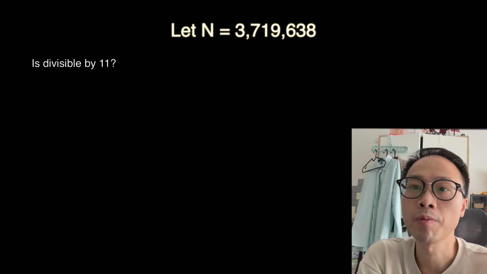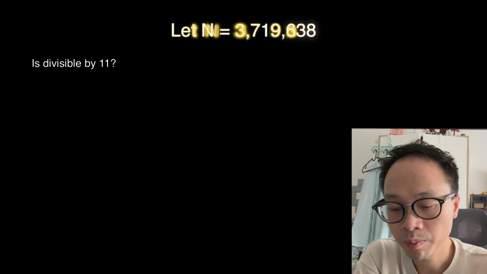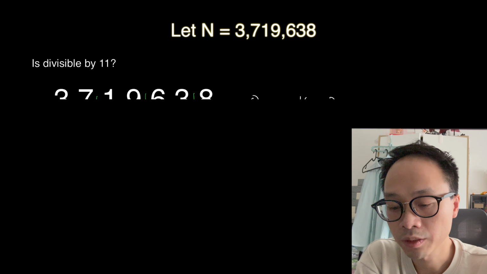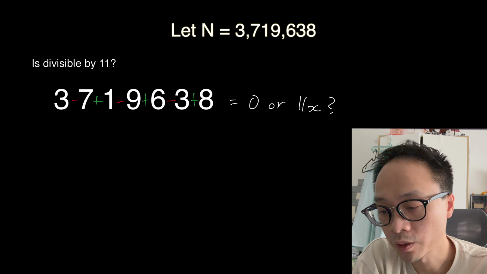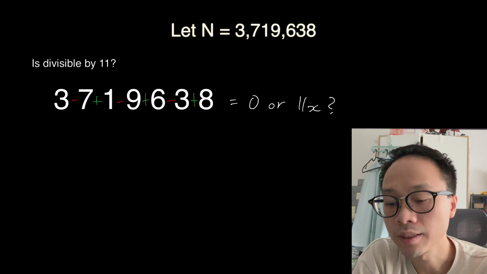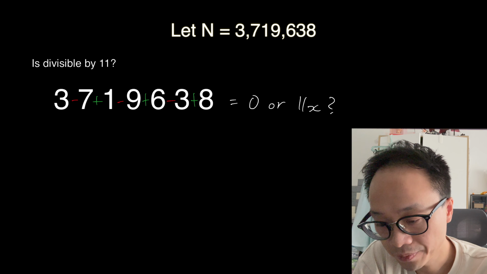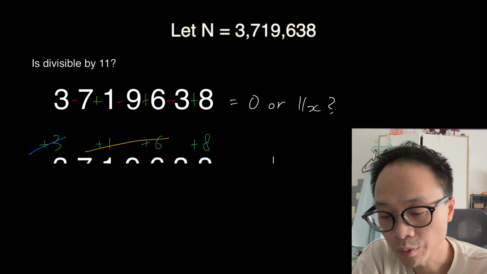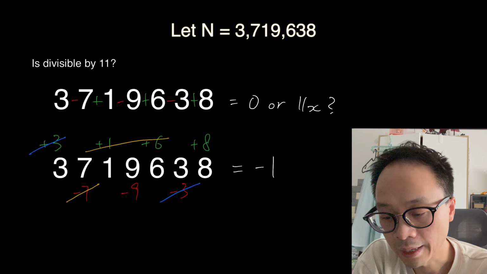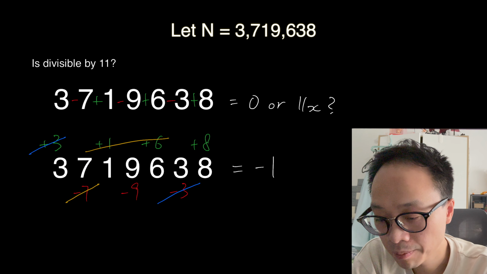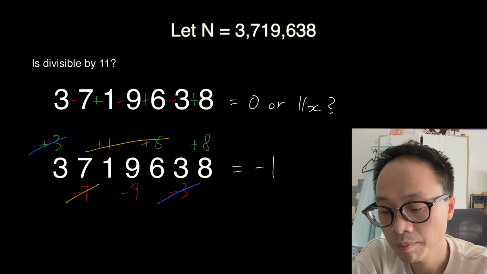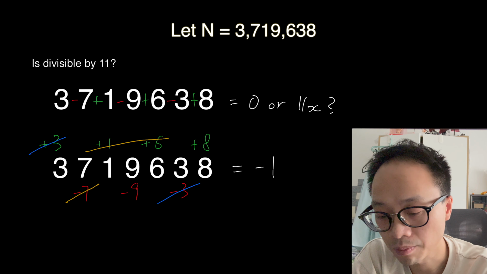Is it divisible by 11? We add up all the odd-position numbers and minus all the even-position numbers. If it is equal to 0 or a multiple of 11, then it is divisible by 11. For fast calculation, we separate the odd numbers and even numbers. We cross out the same values. For example, 3 minus 3 is 0, 1 plus 6 minus 7 is 0. So the answer is 8 minus 9 is equal to minus 1.